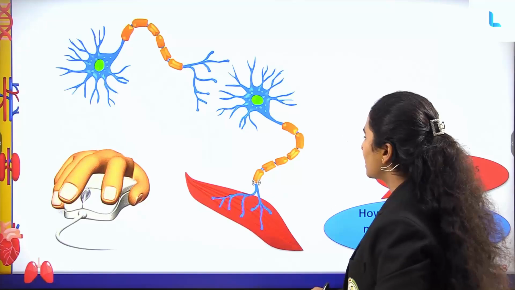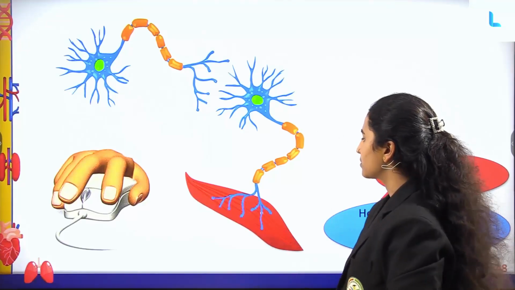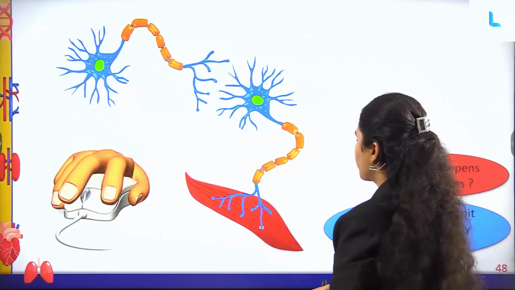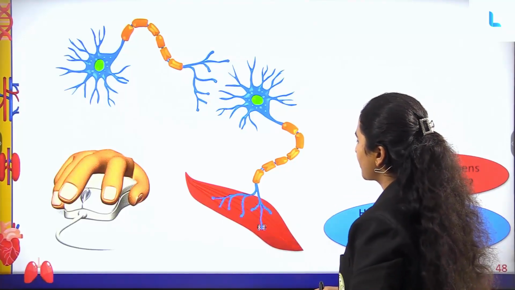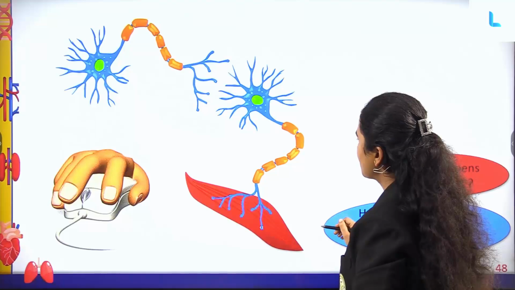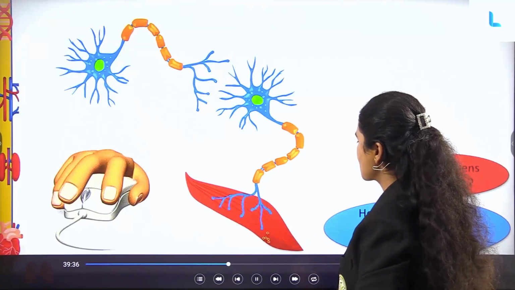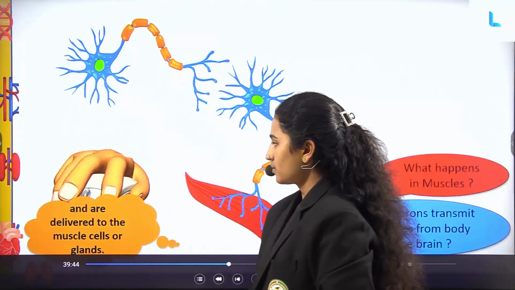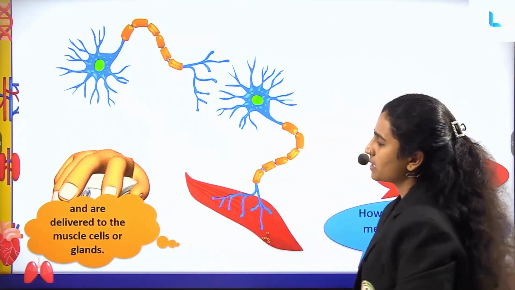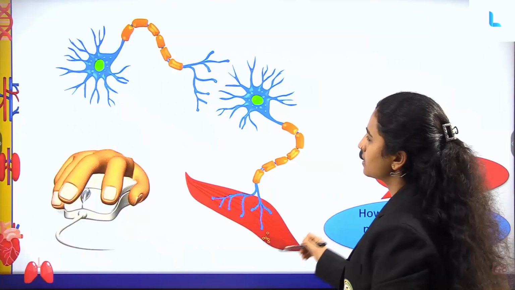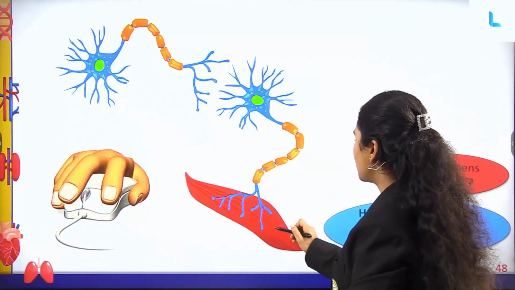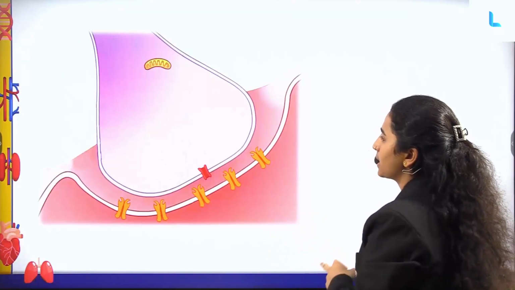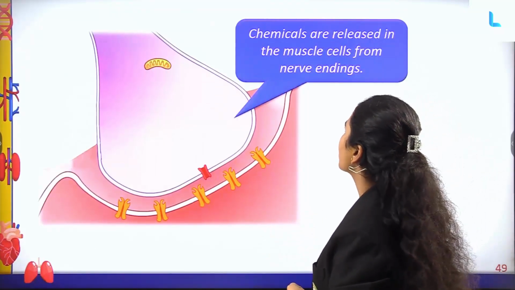So you can see the electric impulse being carried again. Now here it reached a place. And the signals are delivered to the muscle cells or the glands. The impulses are carried and they are released to the muscle cells or glands.